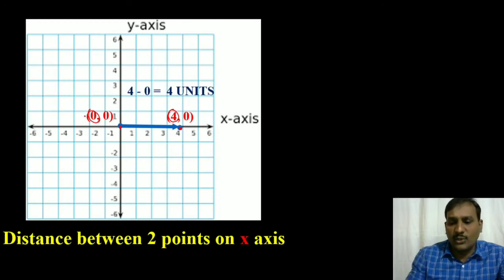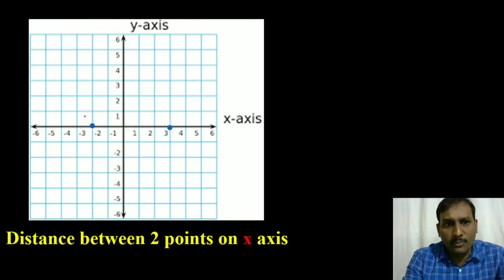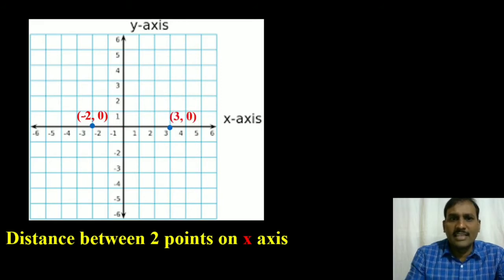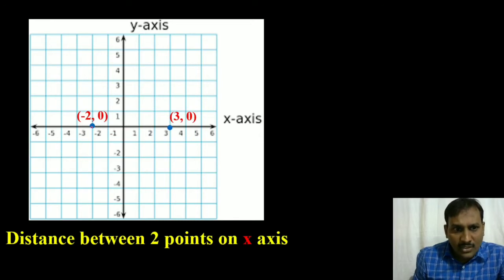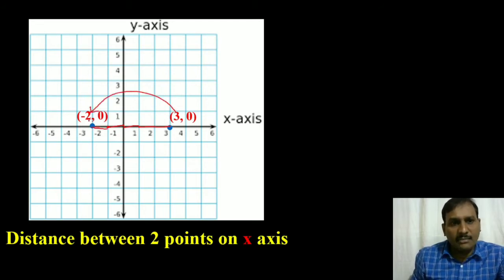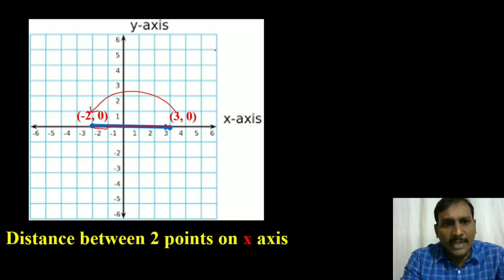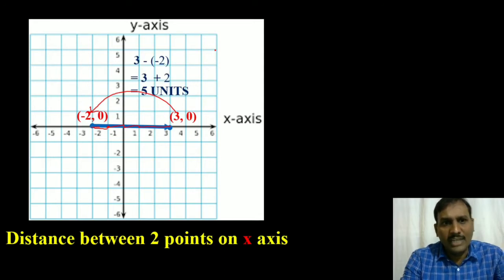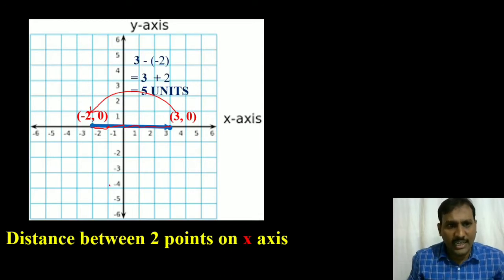4 minus 0. Now, let us take two more points on the same x-axis. This is minus 2, 0 and this is 3, 0. So, what will be the distance between them? So, this is 1 unit, 2 units, 3, 4, 5 units. If you count, it is 5 units. So, if you subtract minus 2 from 3, that is 3 minus of minus 2 will be 3 plus 2, that is equal to 5 units. So, it is nothing but the difference of x coordinates.